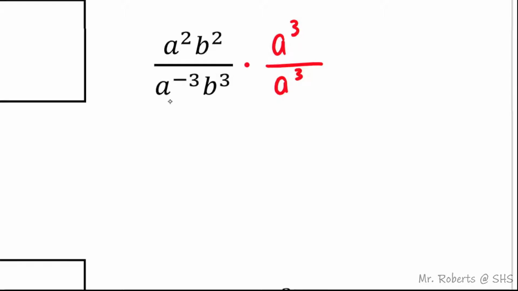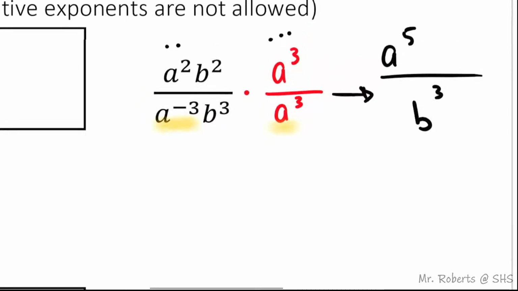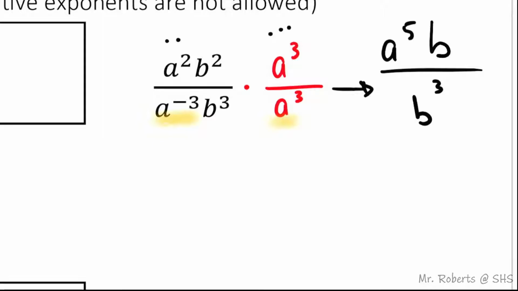What's nice about it is a to the negative third times a to the positive third is a to the 0, which equals just the number 1. The bottom line is that my denominator now just has b to the third in it, and my numerator has 5 factors of a, right? aa times aaa. So this is a to the 5th. Oops, and it has b squared also.